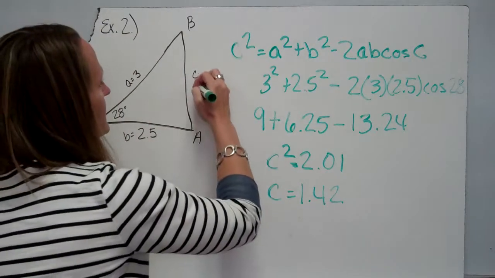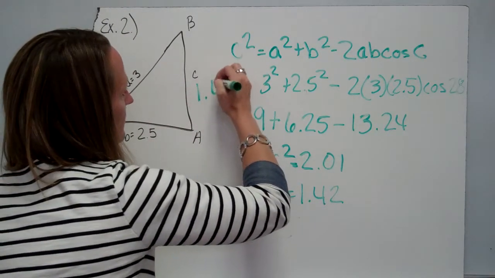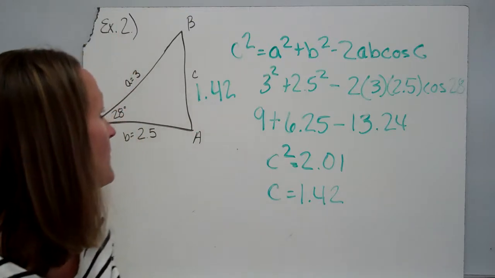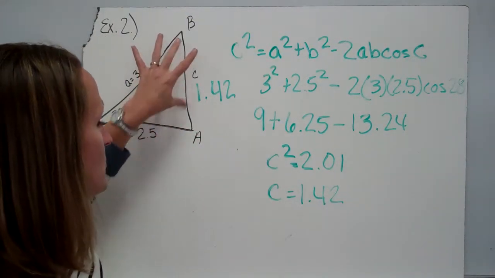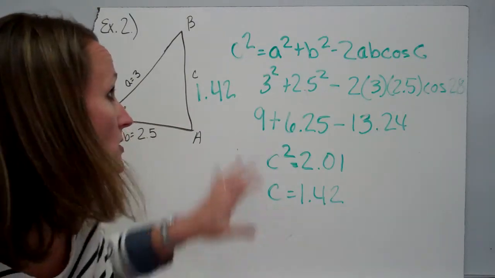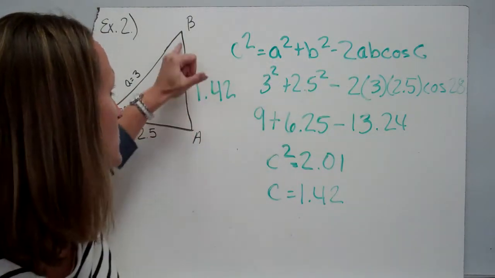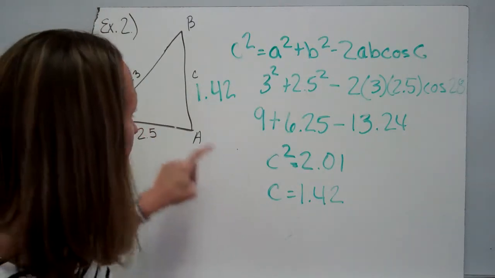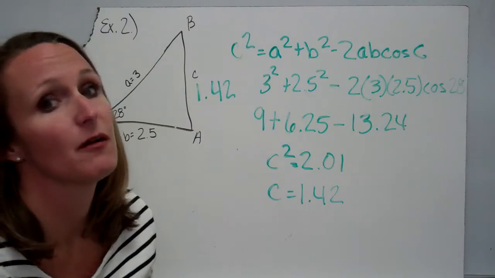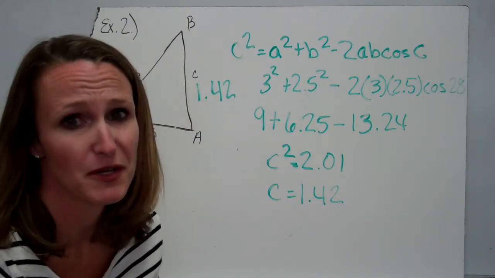Alright, so now we know this. So now your job, when you come to class tomorrow, is to find these other two angles. You can do it one of two ways. You can use this law of cosines, but of course you need to rearrange it and use your formula differently. Or now you can use the law of sines, and that would be how I would do it because it's actually a whole lot easier.